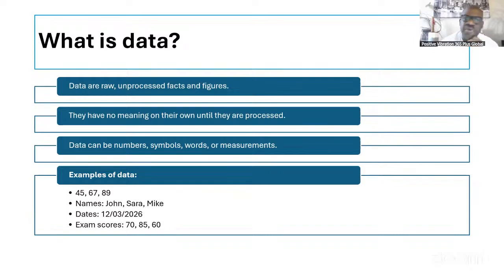Some points to point out there is that data have no meaning on their own until they are processed. All right. Now, as we said, data can be numbers, symbols, words, measurements, exam scores, just about anything. So anything I receive without context, without enough information to be able to use it or decide what to do, is simply classified as data.